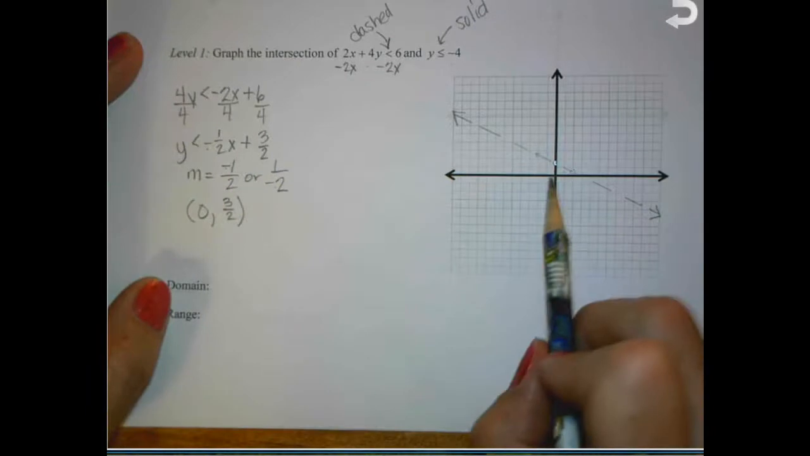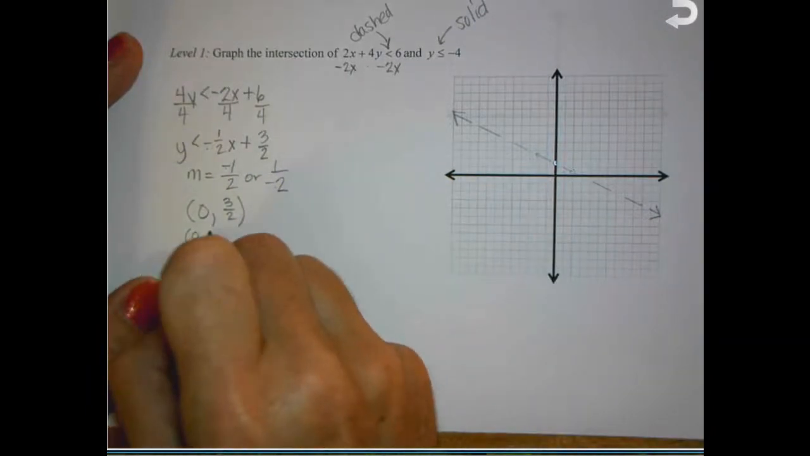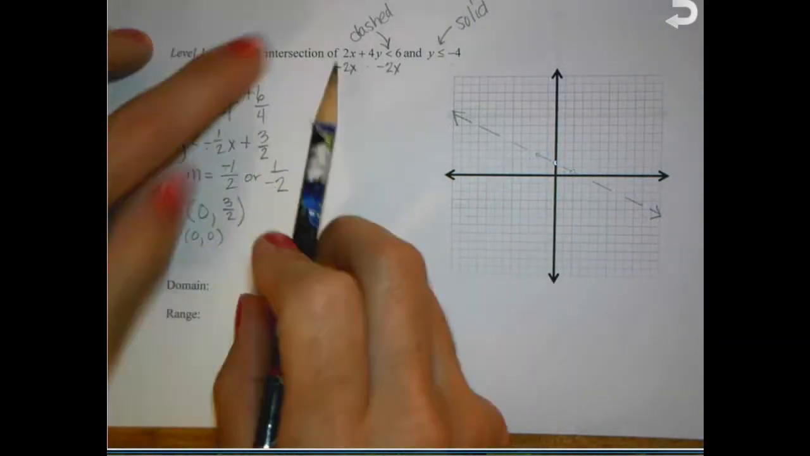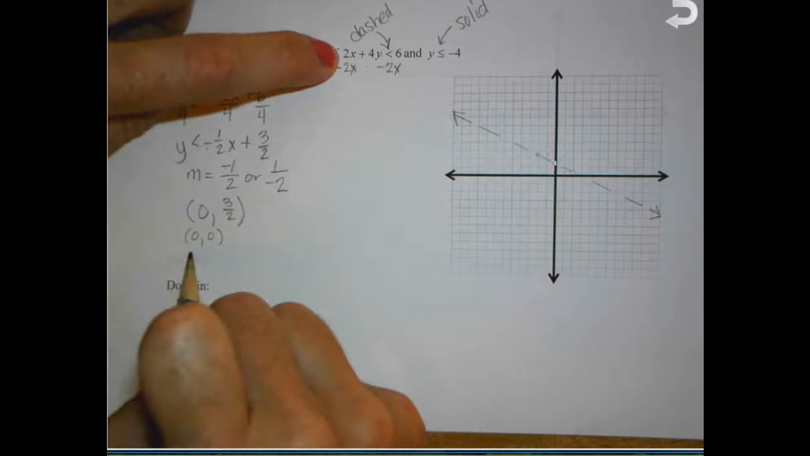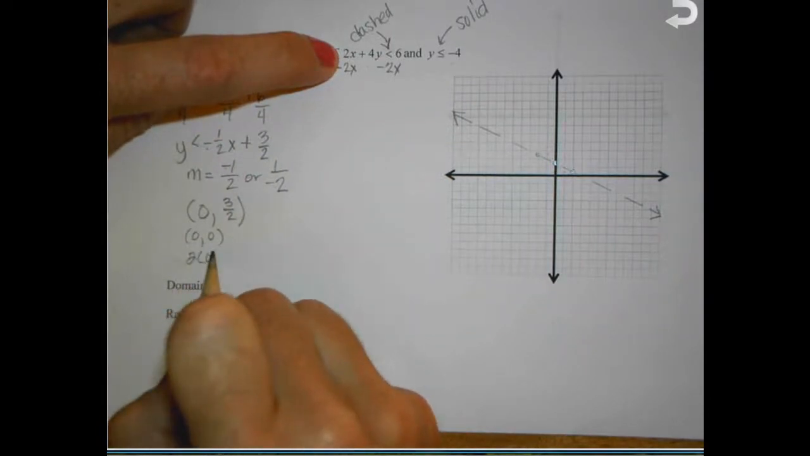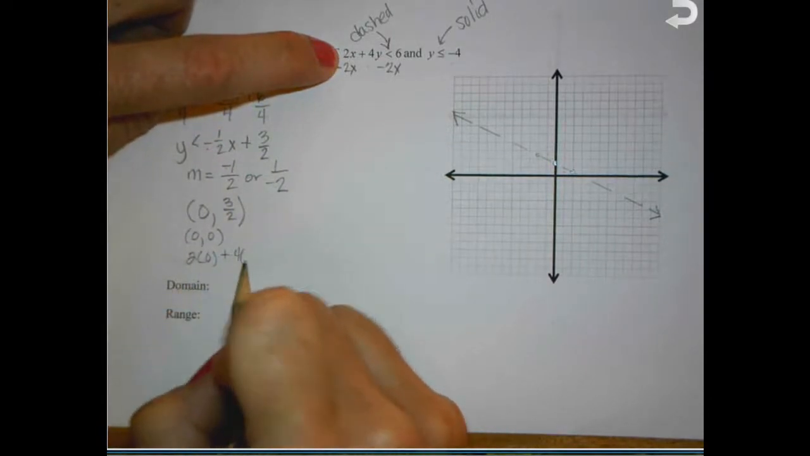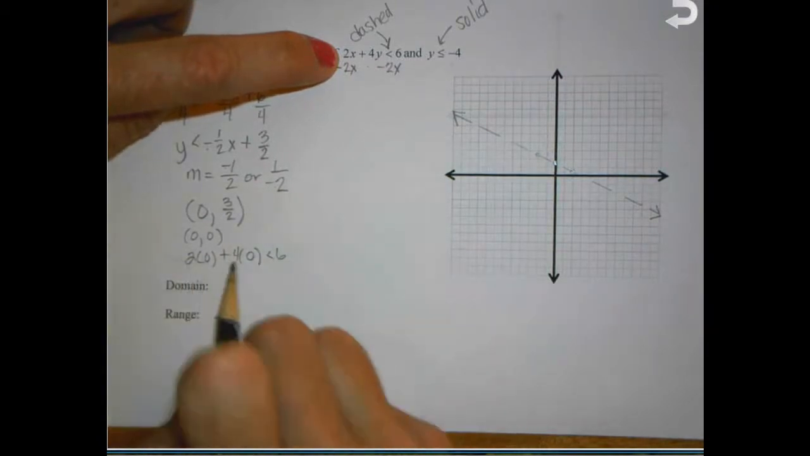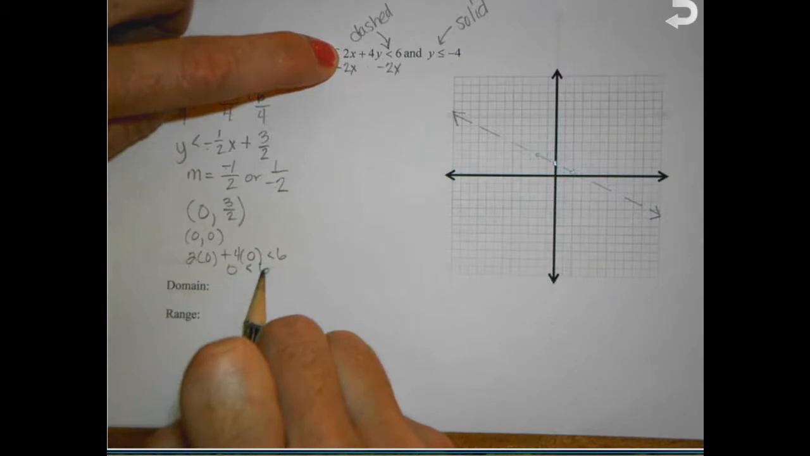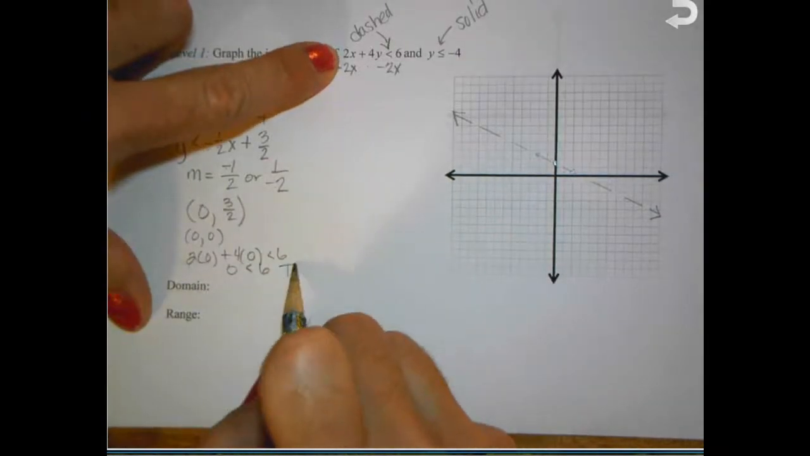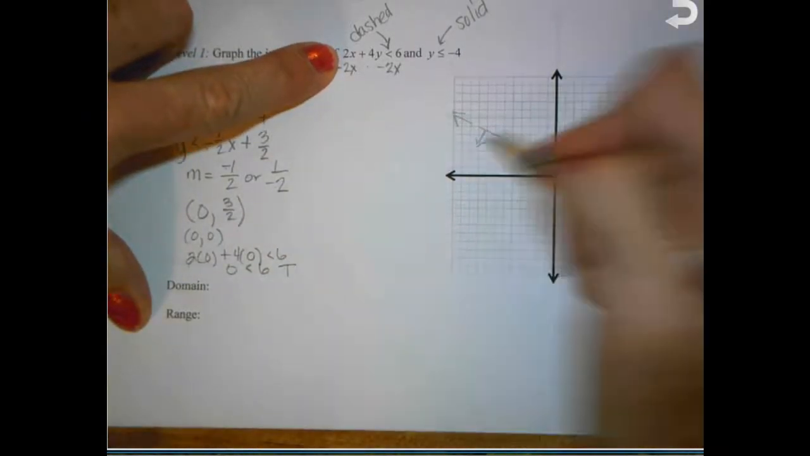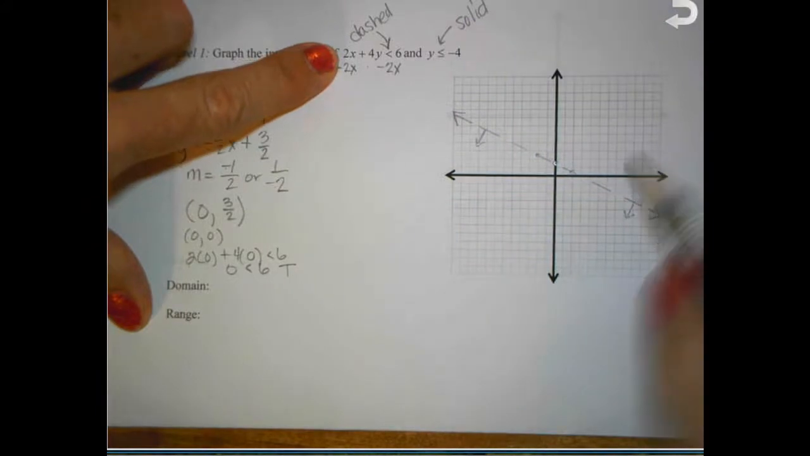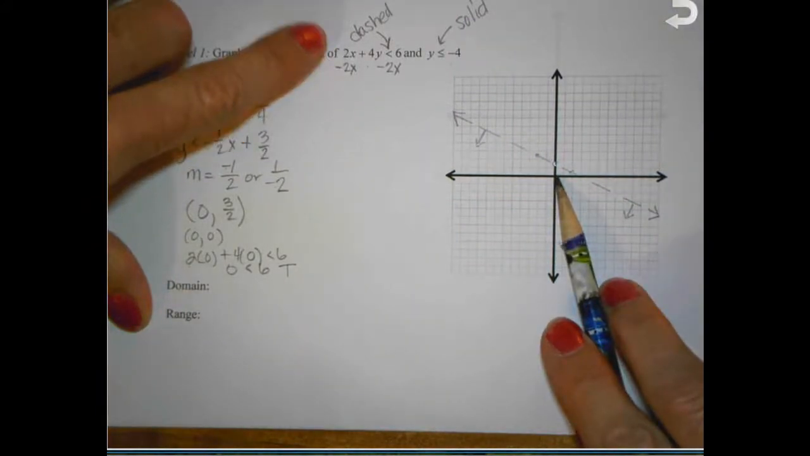And then I can use 0, 0 as my test point. Go back to the original, so it'll be 2 times 0 plus 4 times 0. Is that less than 6? And both of those terms come to 0. So I have 0 is less than 6. That's a true statement, so I know this will go towards where it will include the 0, 0 coordinate.